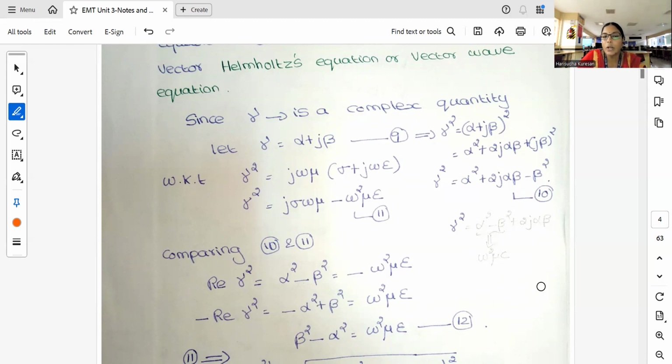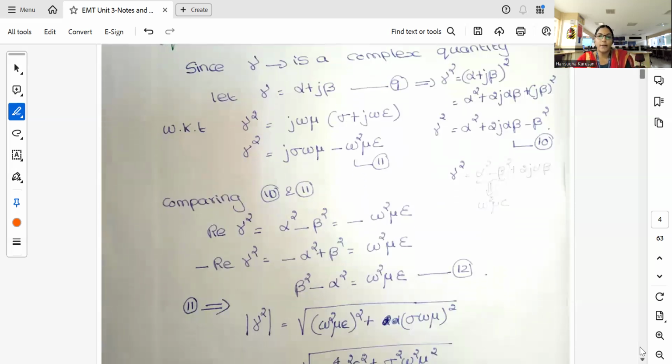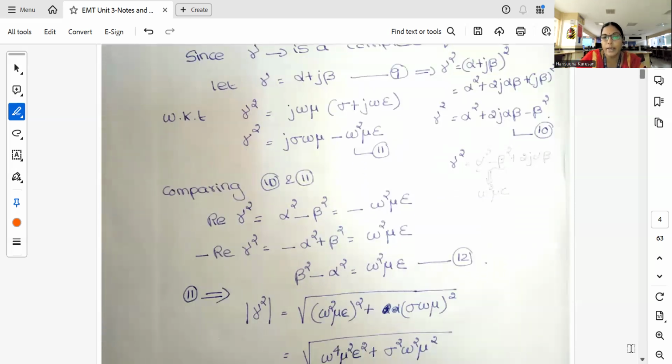So when you compare this gamma square, where you represented gamma is equal to alpha plus j beta, with the gamma you got in the right now derivation, when you equate both, you will be getting the real part of gamma square is equal to alpha square minus beta square, which will be equal to minus of omega square mu epsilon. And therefore, if you take this minus to the other side, you will get omega square mu epsilon. So just rearranging this, you get beta square minus alpha square is equal to omega square mu epsilon.